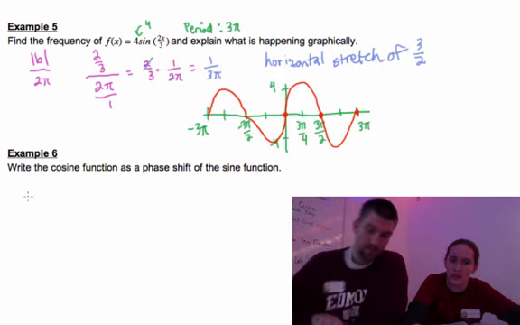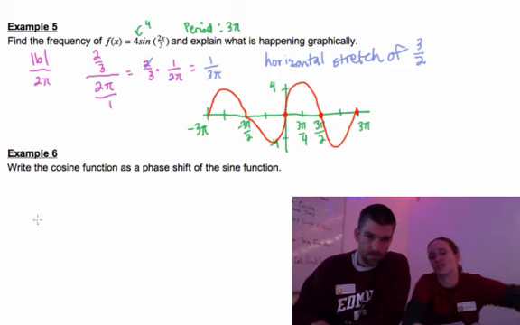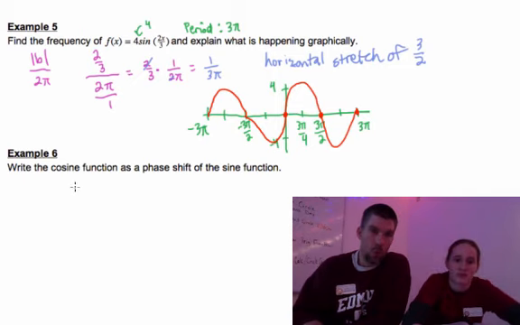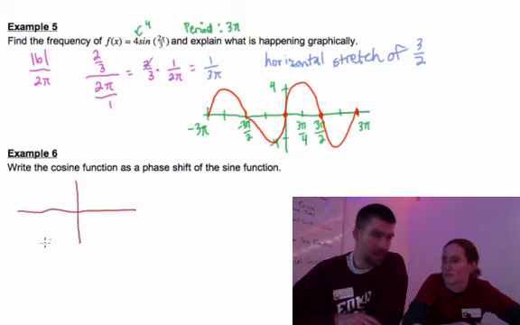You ready to do example 6? Yeah, let's rock it. The cosine function as a phase shift of the sine function. Ooh, a phase shift like Star Trek. Phase shift is a fancy word for a horizontal shift. I like Star Trek better. Okay, well, it has nothing to do with Star Trek. But it sounds cool.